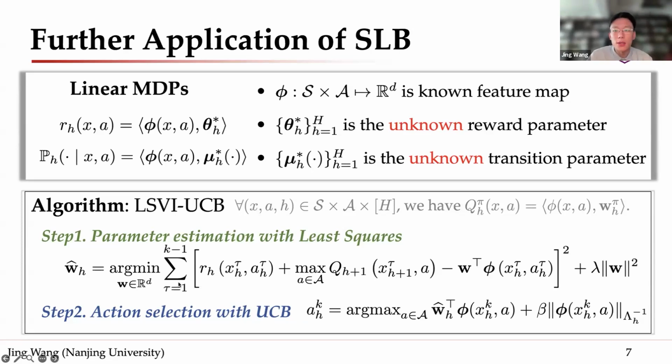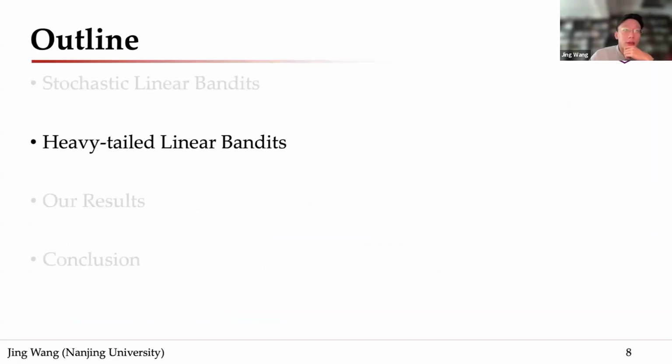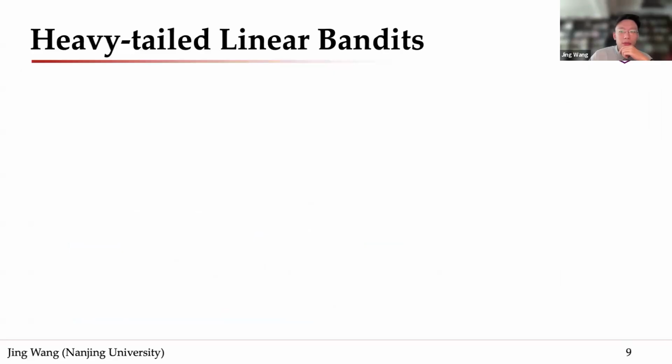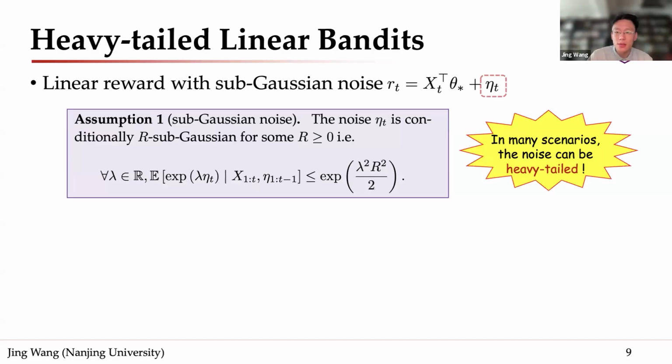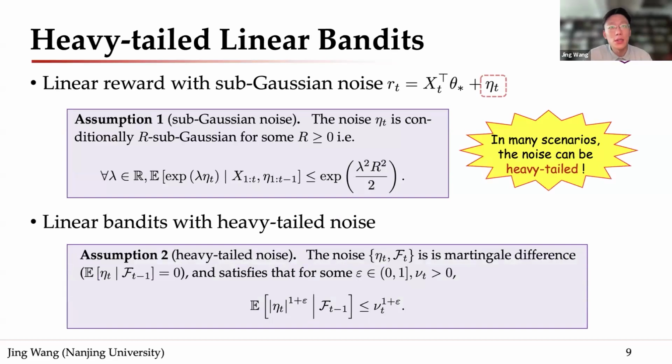So this is SLB. Next, let's move to the heavy-tailed linear bandits. So far we have discussed stochastic linear bandits under the common assumption that the noise eta is sub-Gaussian, which means the randomness in the reward is relatively well-behaved and easy to control. However, in many practical scenarios, this assumption is too strong. For example, in finance, online recommendation, or other real-world systems, the reward distribution can be much heavier than the sub-Gaussian case. So this motivates the study of heavy-tailed linear bandits.